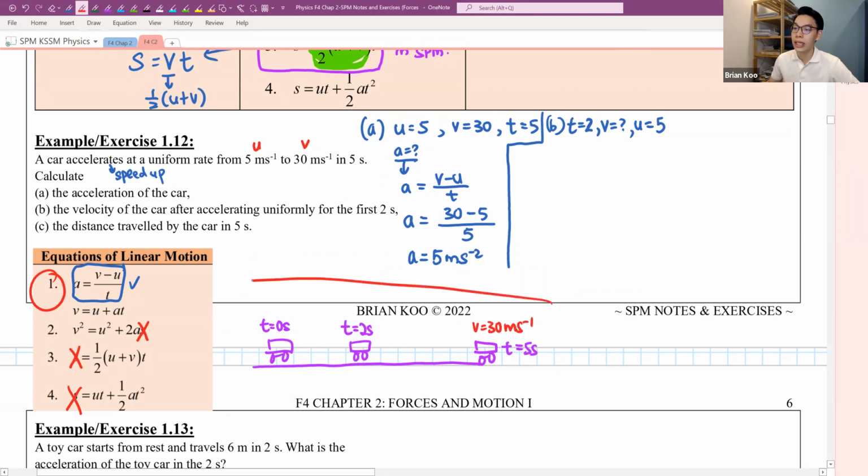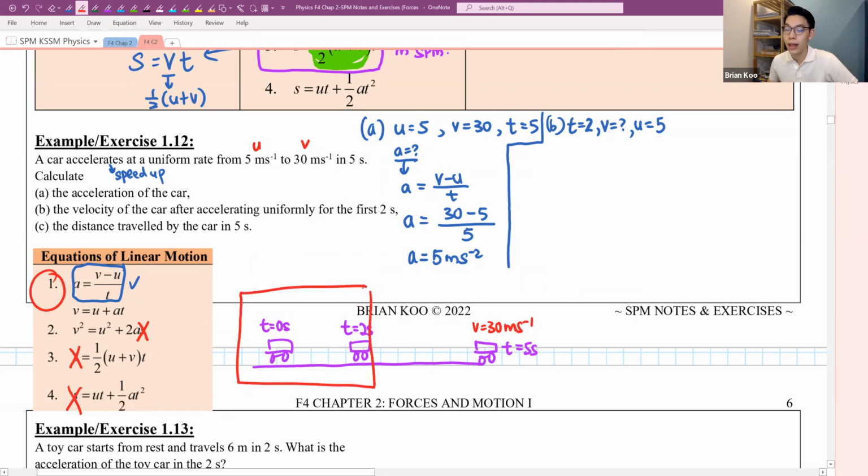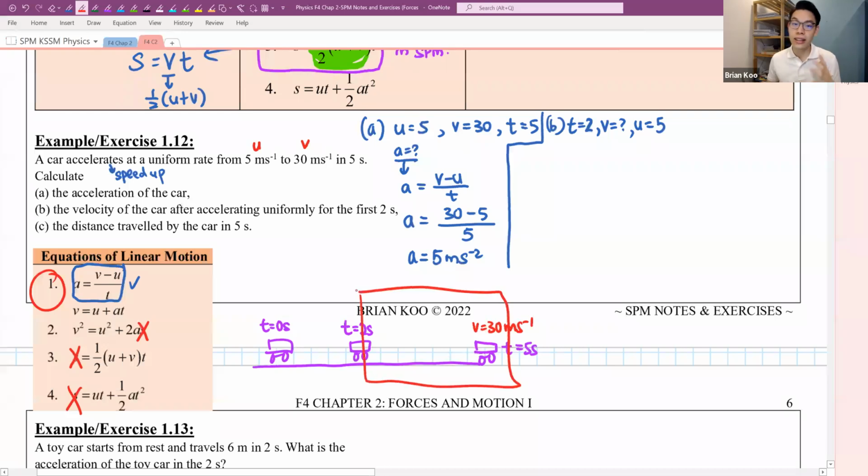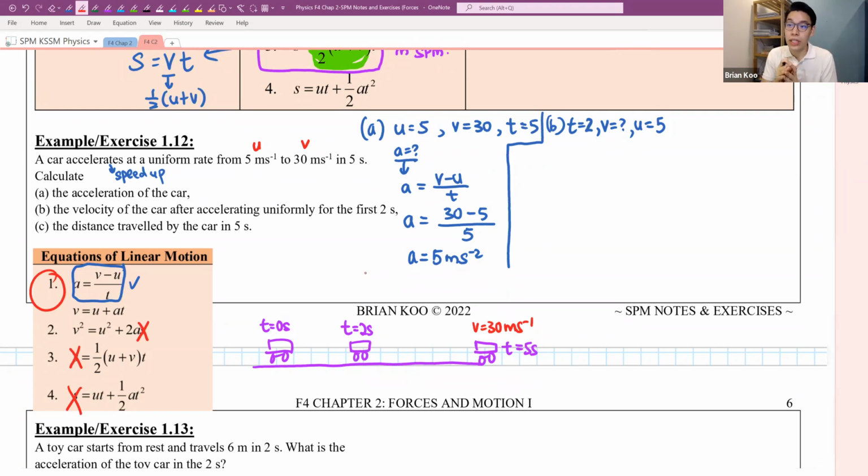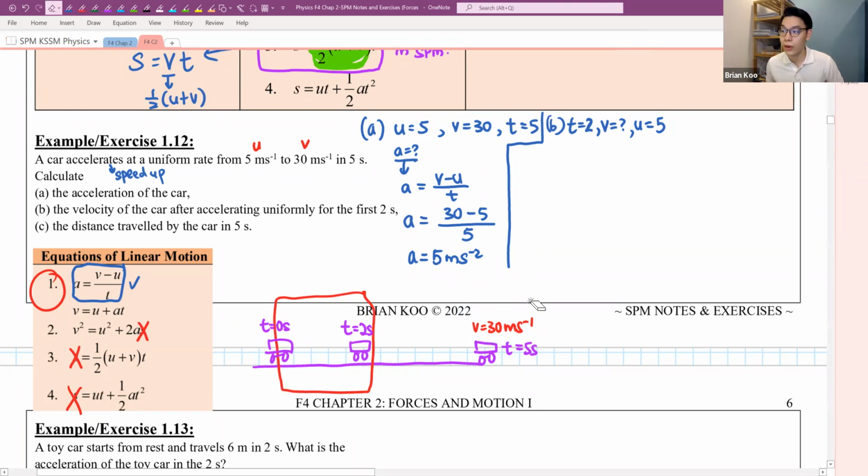So right now, I don't want to consider the whole thing from 0 to 5 seconds already. I just want to consider this part. That's why for different sections, your final velocity and your initial velocity may be different. Maybe if I consider this part, then different again, right? So we can cut the journey into different sections and analyze the smaller sections individually. So you need to be smart. If they talk about 2 seconds, we are looking at here only. That's why the U still is 5, but the V cannot take 30. We need to look for it again.